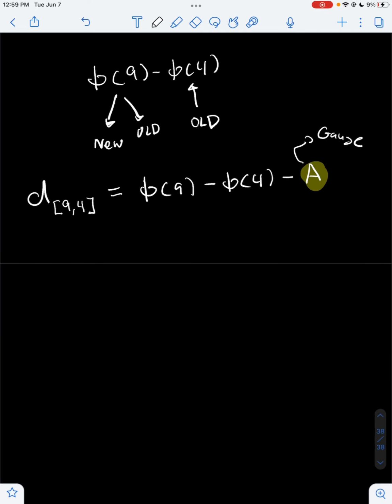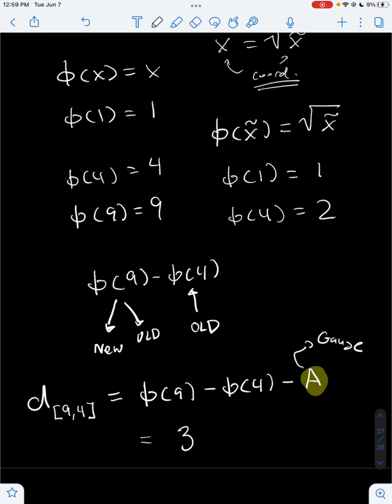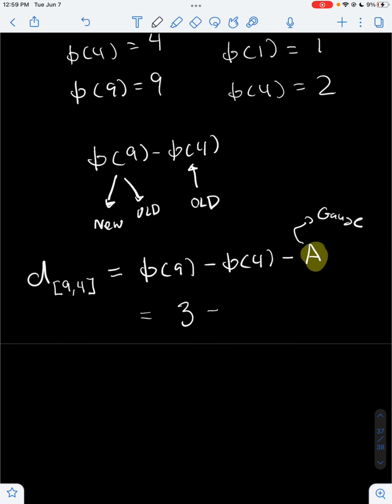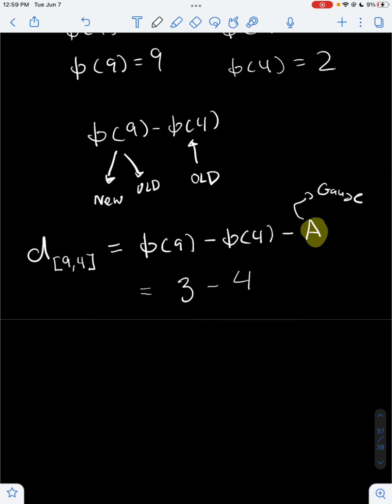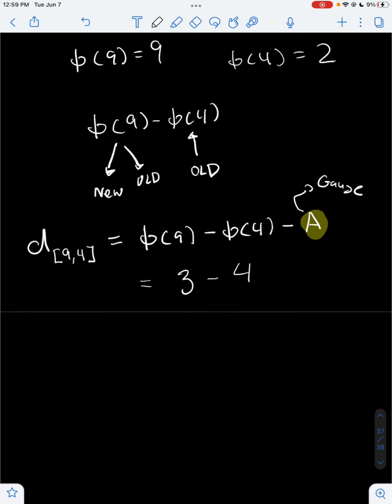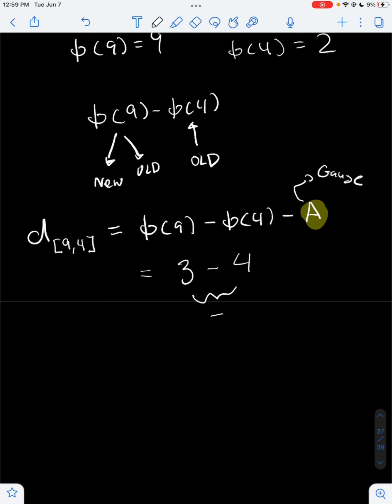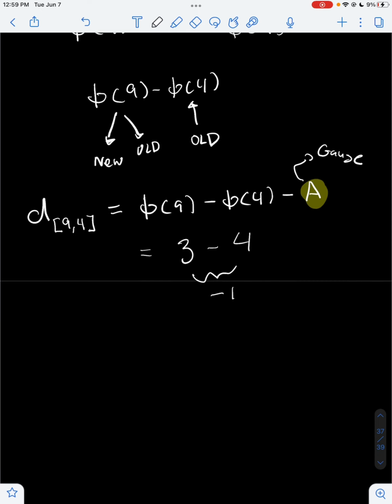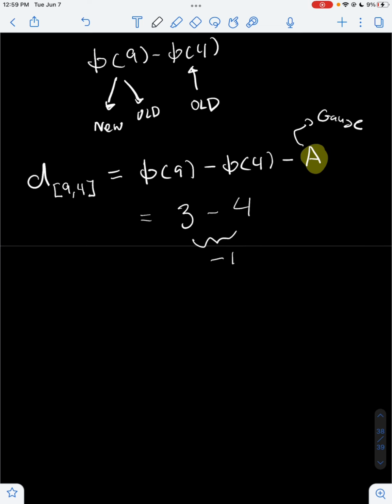Now, if phi of 9 is in the same coordinate system as phi of 4, then our gauge will be 0, since we would just have 9 minus 4, which equals 5. But if phi of 9 was in the new coordinate system, we would then have 3, since phi of 9 would be 3 in the new system, minus 4, since again phi of 4 is being measured in the old system, and this value would be negative 1. So our first value for the distance between phi of 9 and phi of 4, that was 5, right?